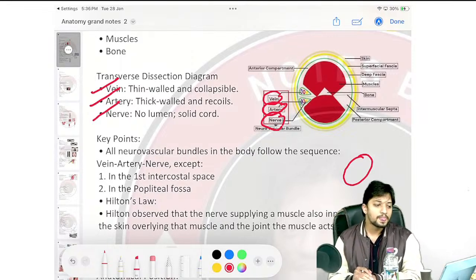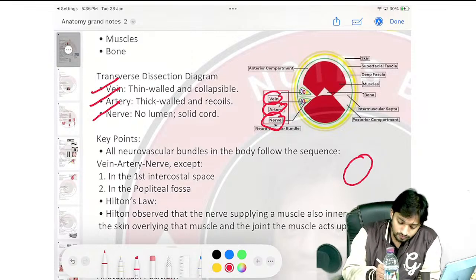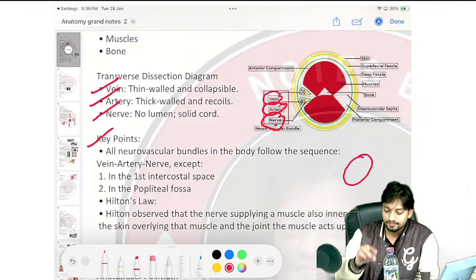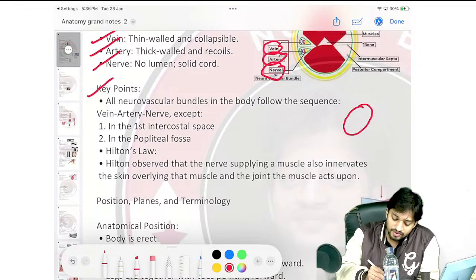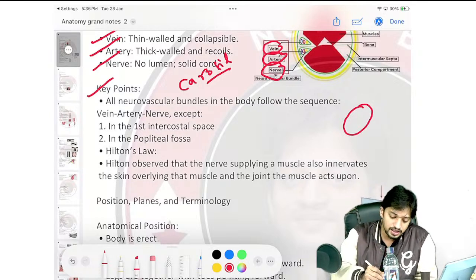Okay guys, now have a look. So what did we see here? Two important question points. Again, from the sheath, you will be asked about the carotid sheath. This we will be studying subsequently further. Then we have the femoral sheath.